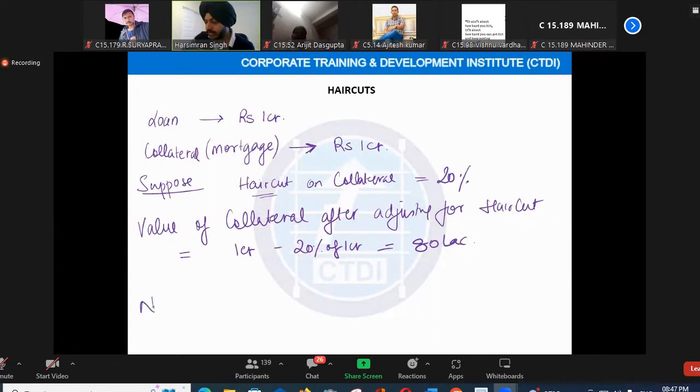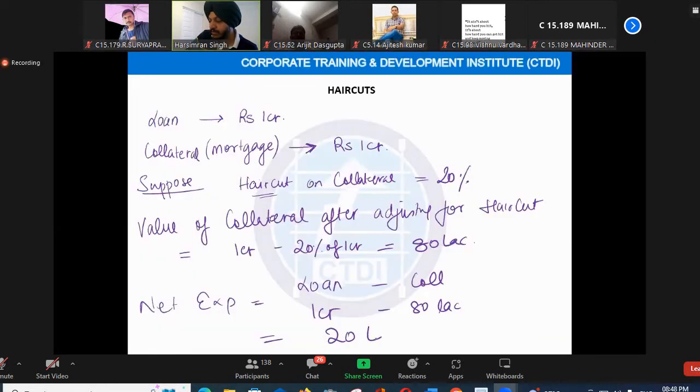So what is your net exposure now? Your net exposure is your loan minus your collateral. 1 crore minus 80 lakh. Your net exposure is 20 lakh. Is that understood? Have you understood this thing? Yes, sir.